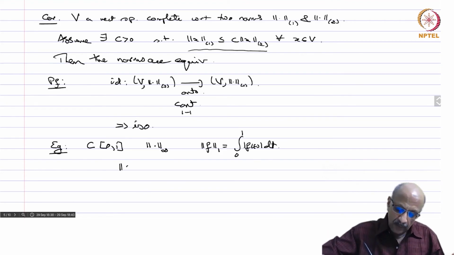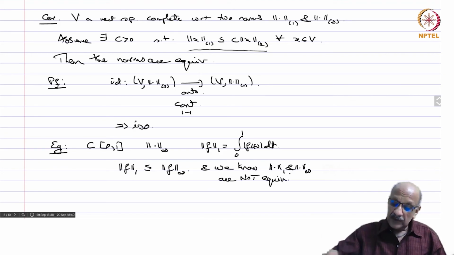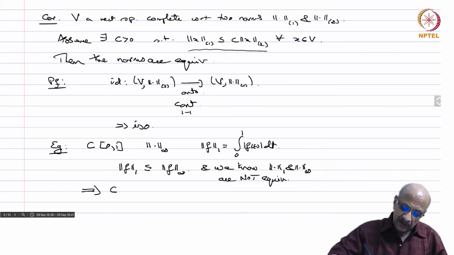Okay, so you have that norm f1 is less than or equal to norm f infinity, and we also saw that norm 1 and norm infinity are not equivalent. We produce a sequence, namely f_n(t) equals t to the power n, and therefore the norm 1 is 1 by n plus 1, which goes to 0, whereas the L infinity norm is just 1, and therefore you can't have an inequality of that type. So we know that these are not equivalent, and therefore this implies that C[0,1] with norm 1 is not complete.